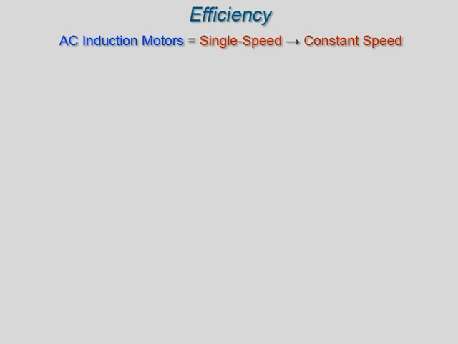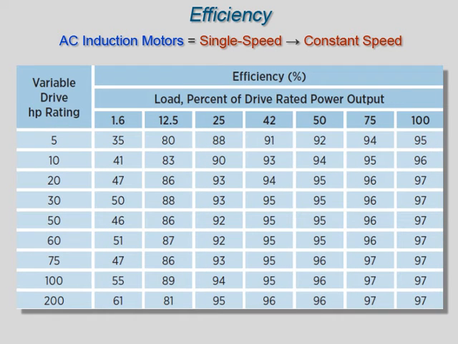AC induction motors are inherently single-speed motors that run at an almost constant speed as determined by motor design. VSDs allow induction motor speeds to be varied, eliminating the need to vary flow using throttling valves or dampers. The result is a system far more efficient than the use of constant speed motors. Note that efficiency decreases with decreasing motor load and with drives of smaller horsepower ratings.